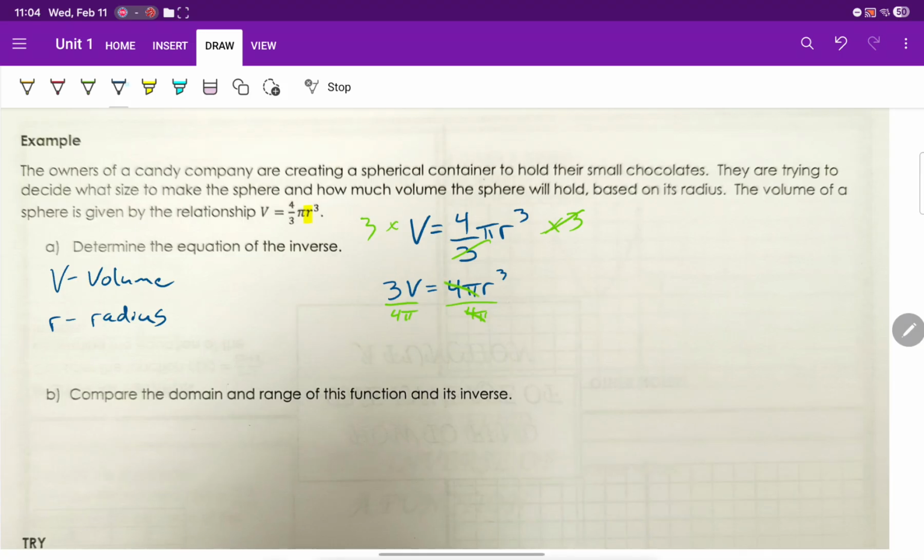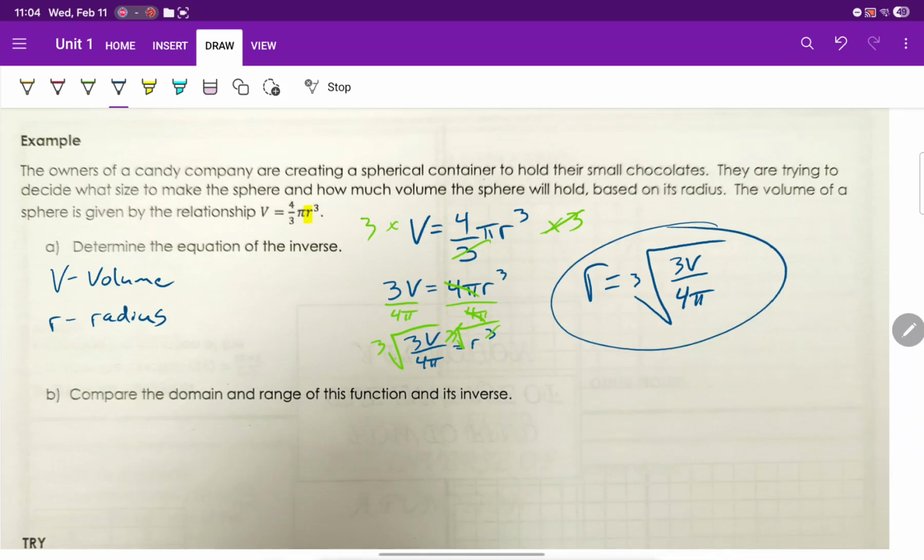Those are going to cancel out. So I have 3v over 4 pi equals r cubed. Now, how do I get rid of a cubed? Well, I get rid of a cubed by taking what's called the cube root of both sides. Those cancel out, and I'm left with r equals the cube root of 3v over 4 pi. So that's my formula, or that's my inverse.